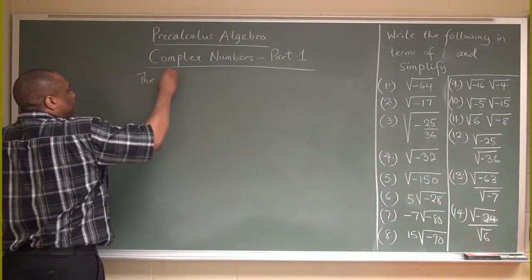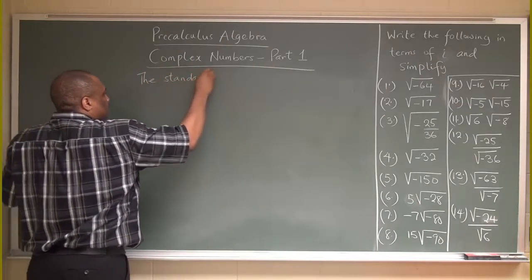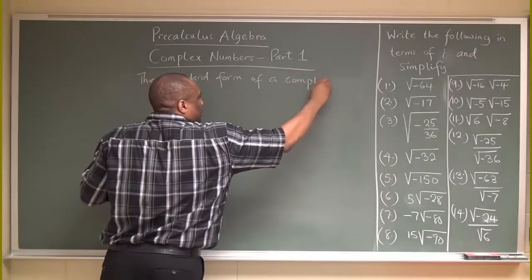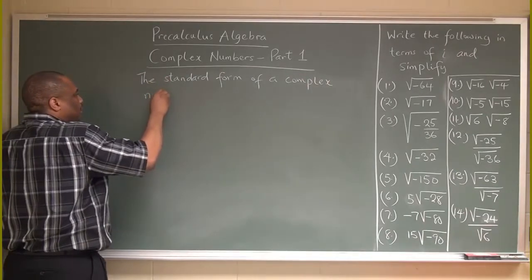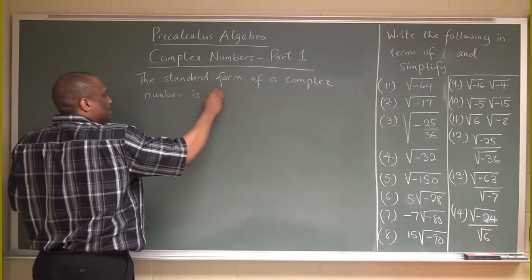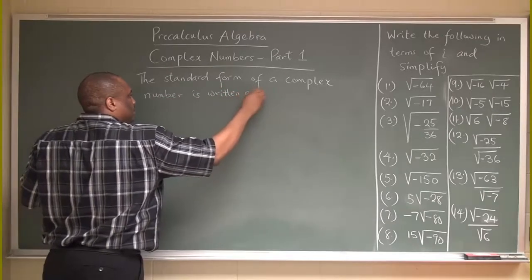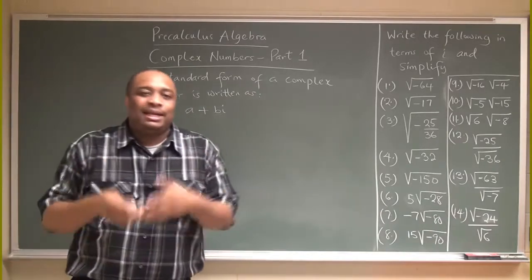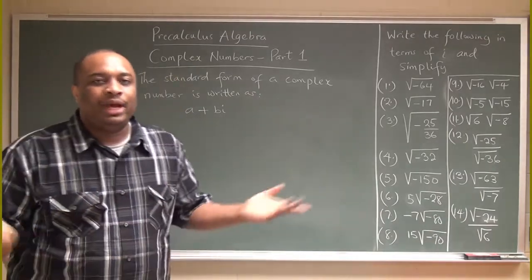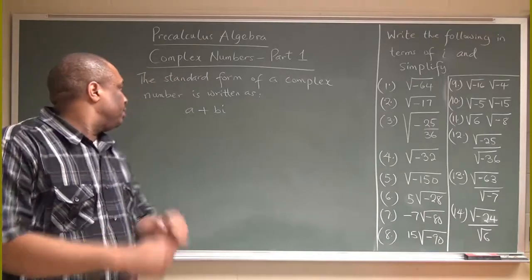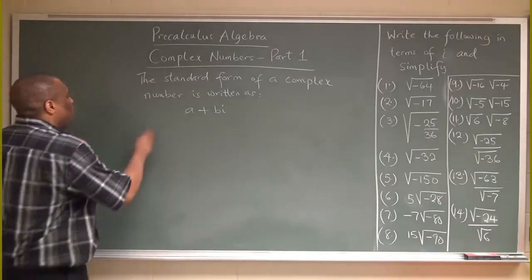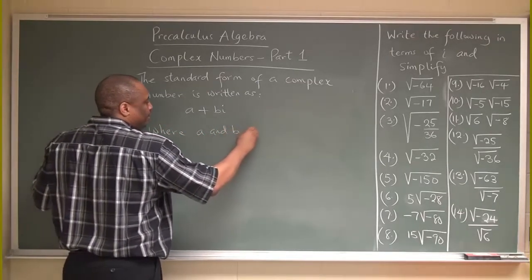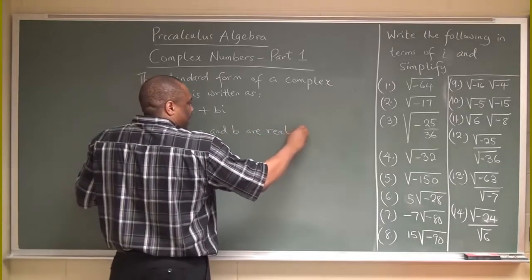is written as A plus BI. Like I said, some textbooks might have it as X plus YJ, where J is the imaginary unit. But here I'm going to use A plus BI, where A and B are real numbers.